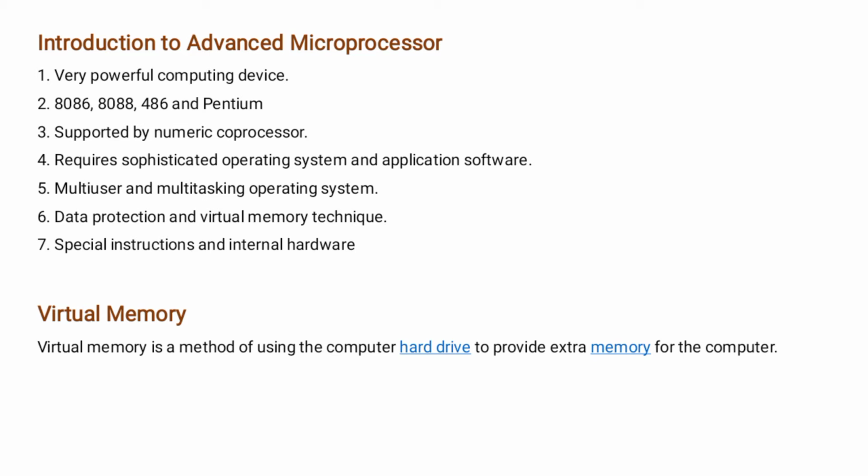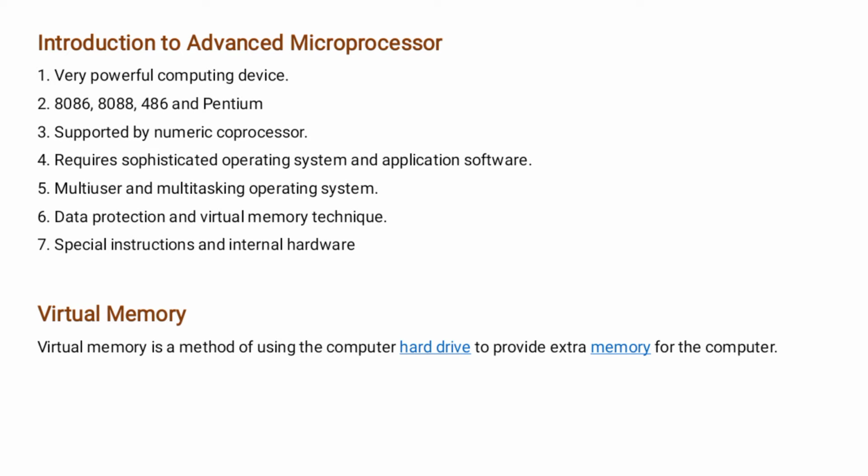Advanced microprocessors are supported by a numeric coprocessor. It is a separate CPU and performs arithmetic functions such as add, subtract, multiplication, division, and trigonometric functions. Advanced microprocessors require sophisticated operating systems and application software. They also support multi-user and multitasking operating systems.